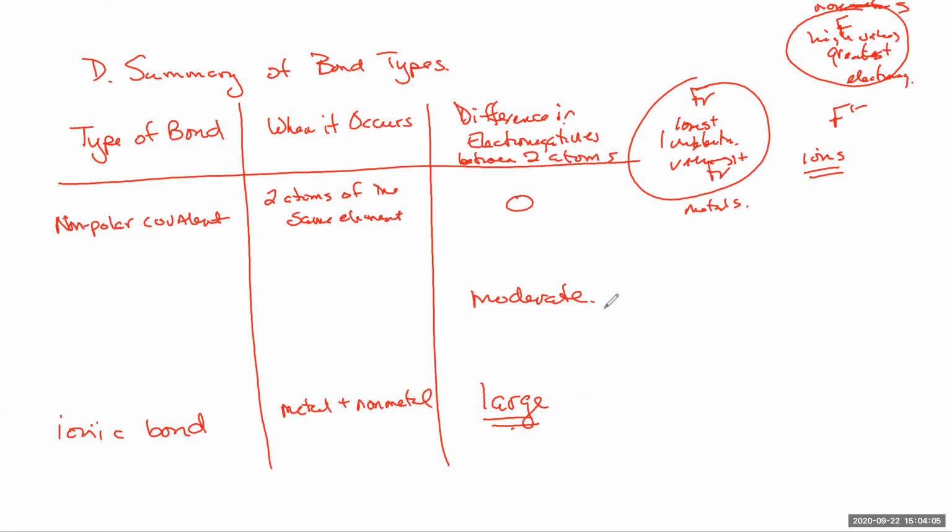When will you have a moderate difference? Well, first of all, what you need to know is, if you noticed in all my examples of covalent, I only used one particular type of element. I only used nonmetals.